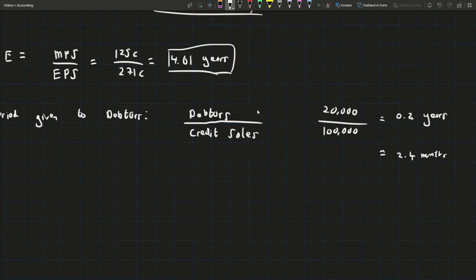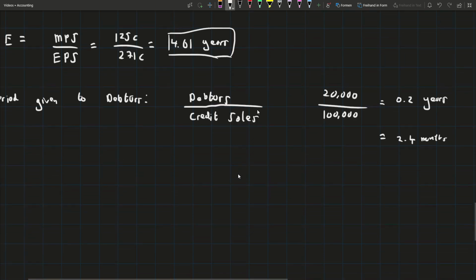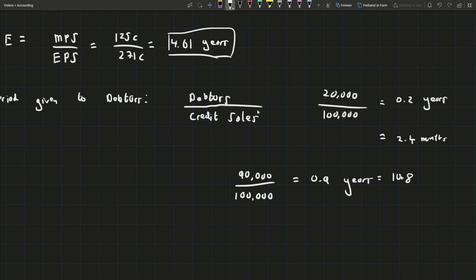So that's basically how that works. Or then, for example, what if we had 90,000 over 100,000? So that means our total sales is 100,000 and debtors is 90,000. That's going to give us 0.9 years, which is equal to, multiplied by 12, 0.9 years. So do 0.9 times 12. That's 10.8 months, right? So I might be thinking, what value does this have?